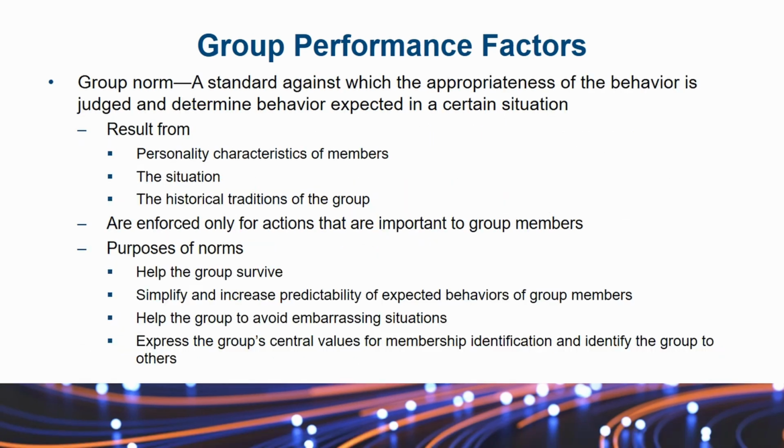Another group performance factor is group norm. Group norm is a standard against which the appropriateness of behavior is judged and determines behavior expected in a certain situation. This results from personality characteristics of members, the situation, and the historical traditions of the group. Group norms help the group survive. It helps identify the group, identify its central value, and the expected behavior of its members.